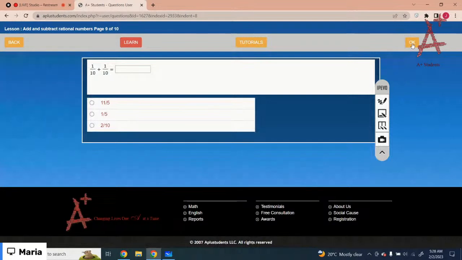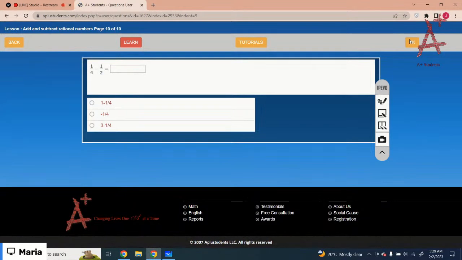Okay, 1 by 10 plus 1 by 10. So which is the correct option? So they have like denominators. Just add their numerators. So 1 plus 1 is 2 over 10. So you can divide them by a common factor, that is 2. So it would be then 1 over 5. Got it? So the correct option is 1 over 5. Just select the correct option, then click on the OK button.